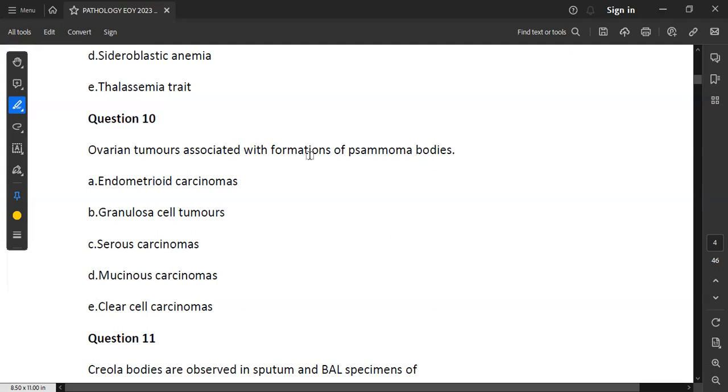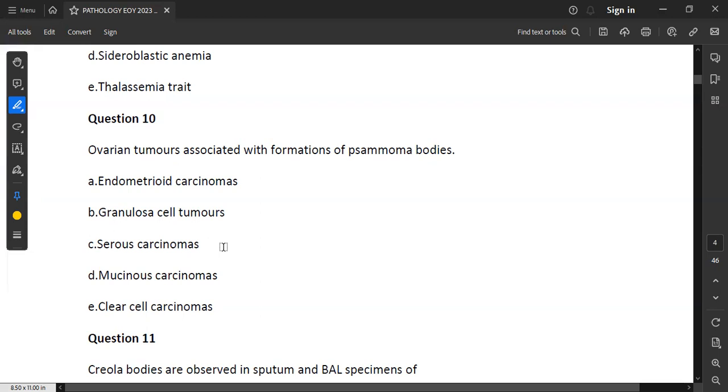So there's a mnemonic for tumors associated with psammoma bodies. I'll send the mnemonic. The mnemonic is psammoma, like this word: papillary carcinoma of the thyroid, serous papillary cystadenoma, papillary carcinoma of the ovary, meningioma, papillary renal carcinoma. I'll send the mnemonic in the WhatsApp group. We continue.